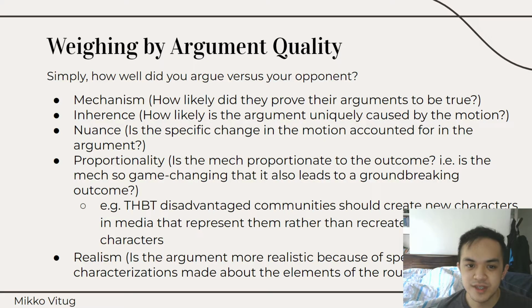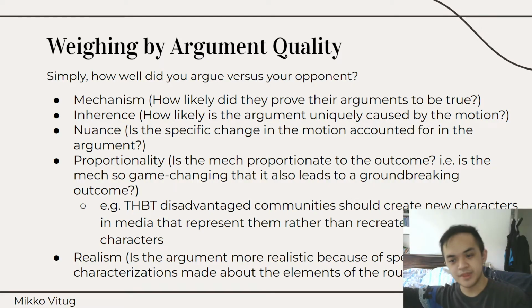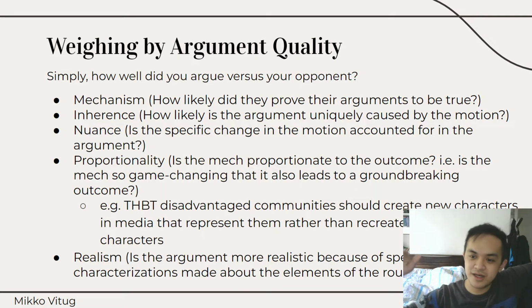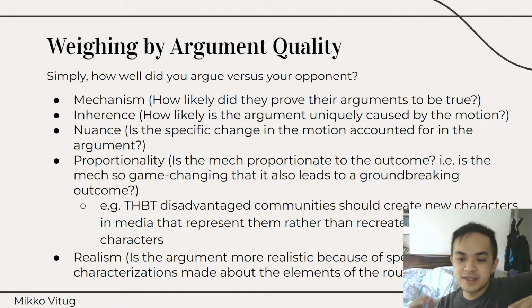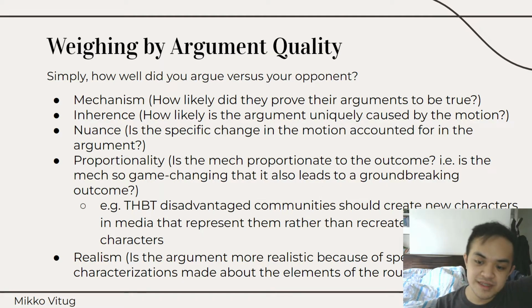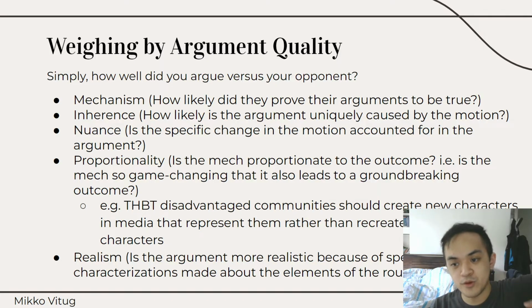Next is proportionality. So is the mechanism proportionate to the outcome? I.e., is the mechanism so game-changing that it also leads to a groundbreaking outcome? And I find that a lot of the time, people will sometimes prove an argument and then claim an impact that is not at all proportional. So let's say, for example, disadvantaged communities should make new characters in media that represent them rather than recreate established characters. Maybe you can prove very well that people will gain more sympathy for you and your group. Maybe you can claim that people will be more incentivized to pursue more and more creations of that character.